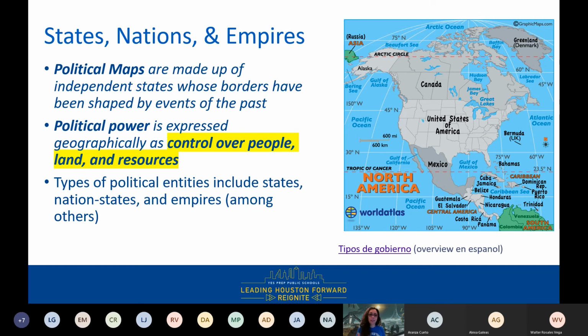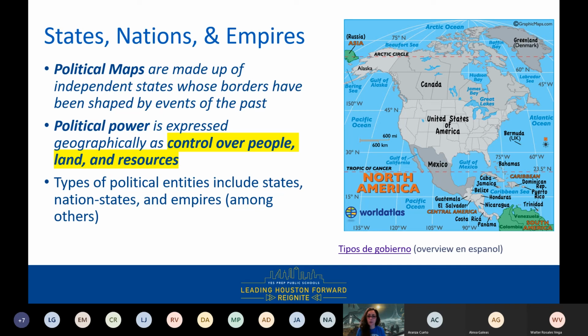So first, states, nations, empires, and maps. In order to understand states and nations, we have to remember what political maps are. Right? Political maps are made up of independent states whose borders have been shaped by events of the past. So the legal lines that say where one country ends and another begins is a political border. And political power is expressed geographically.